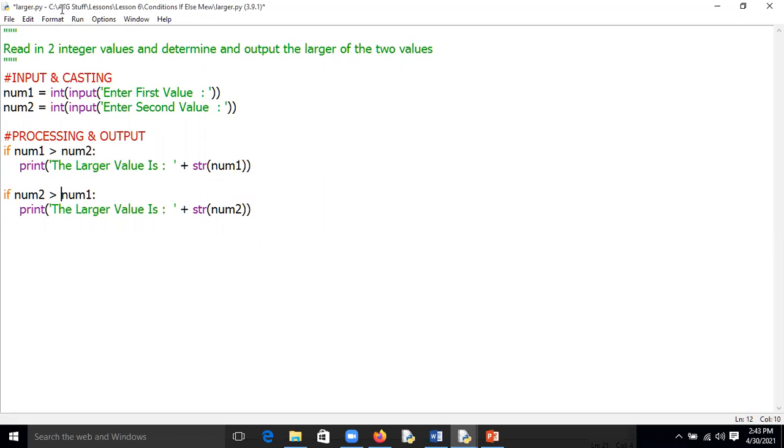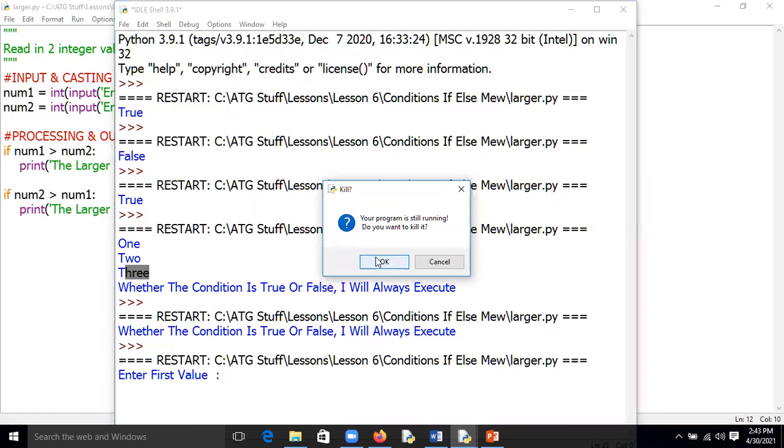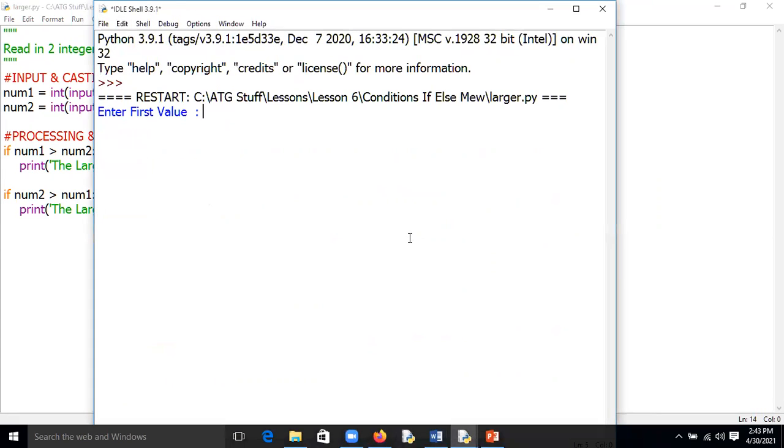All right, so if I run this, and I'm going to run it twice, I'm just going to close that. Okay, let's enter two values. I'm going to enter 12 and 6. So the first value is larger. That's num1, guys, right? So what should it output? Is 12 greater than 6? Yes. So the larger value is 12.